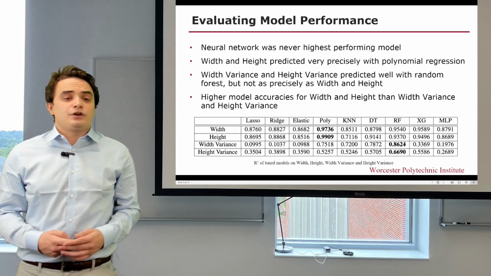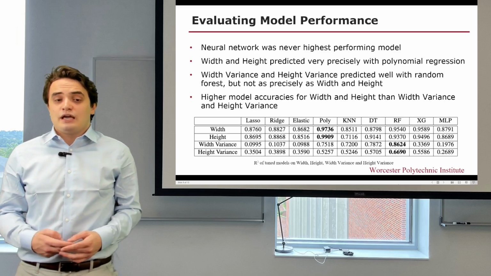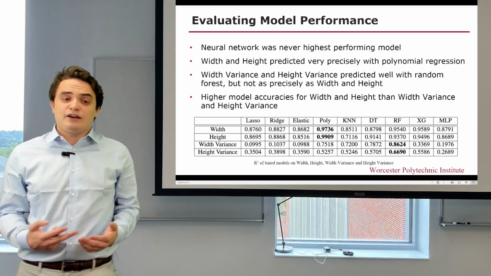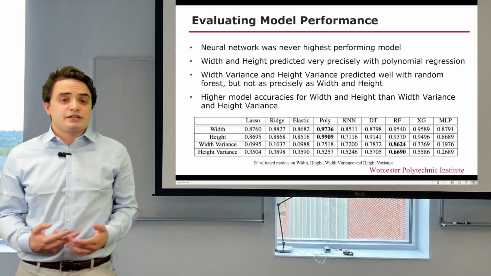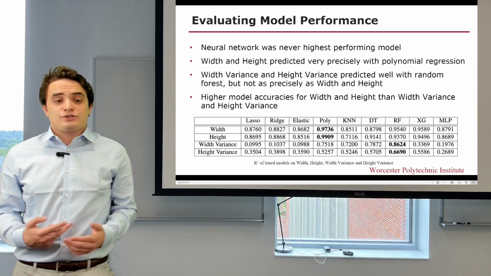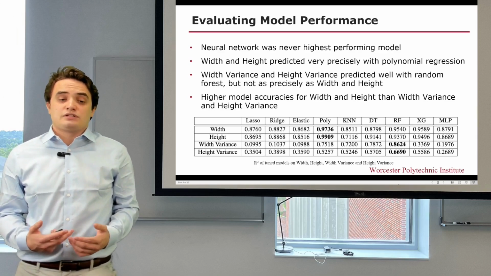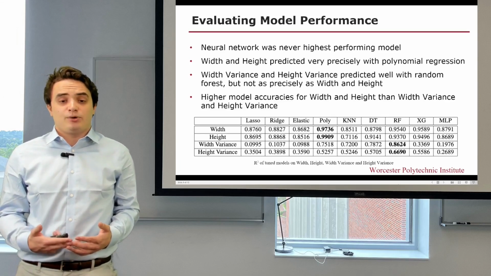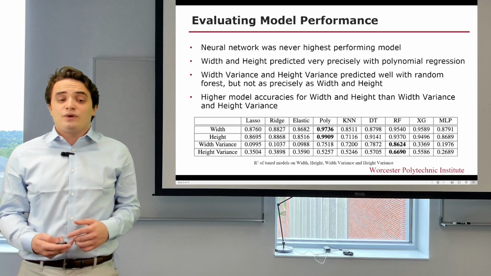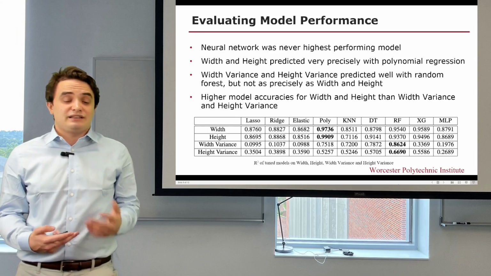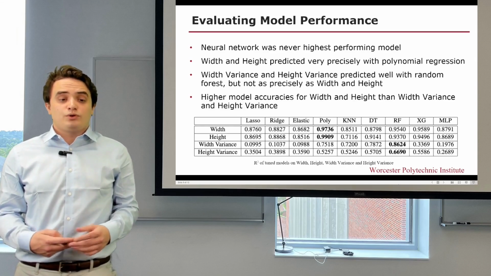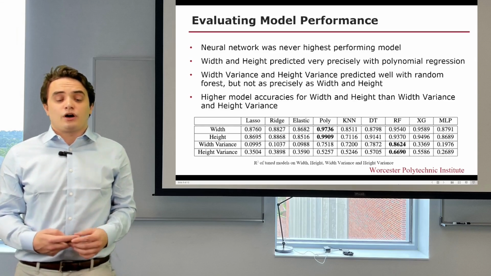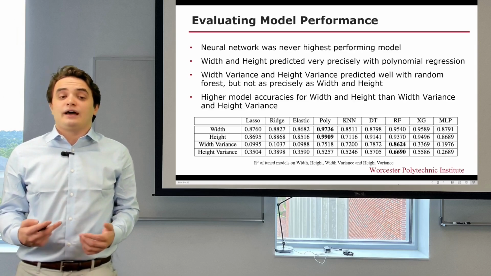So many consider neural networks to be one of the highest performing models, and in many cases this is true. However, in interdisciplinary research, especially when data sets are small, this is not always the case. As a result of this, we evaluated many different models, including linear, nonlinear, and ensemble models, in addition to a neural network. We found that a polynomial regression model, which was a nonlinear model, would perform the best for width and height, scoring an R-squared of 0.97 and 0.99 respectively.